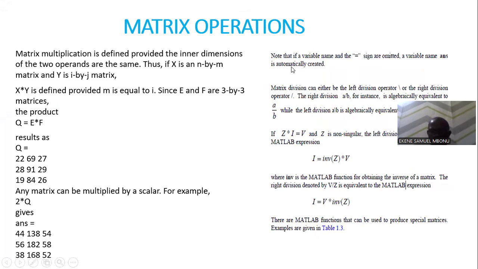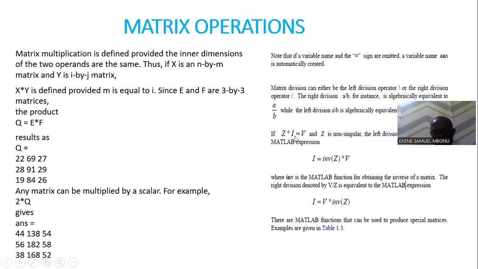Matrix division can either be the left division operator, that is backward slash, or the right division operator, forward slash. We are used to forward slash. The right division, A forward slash B, for instance, is algebraically equivalent to A over B, while the left division, A backward slash B, is algebraically equivalent to B over A.